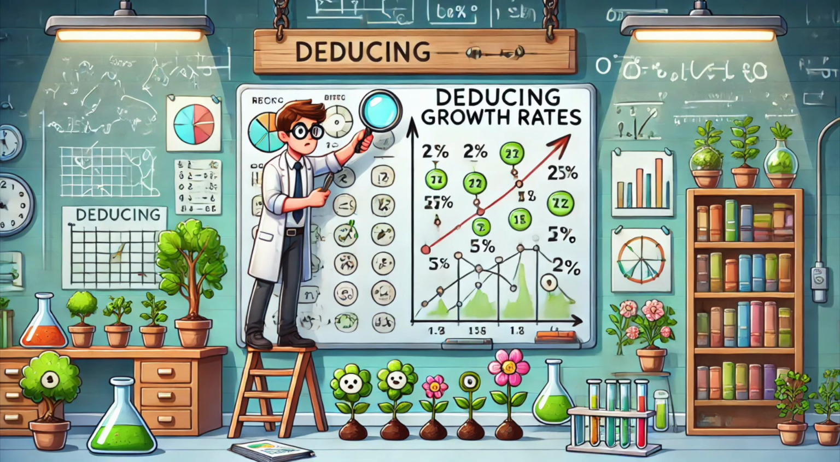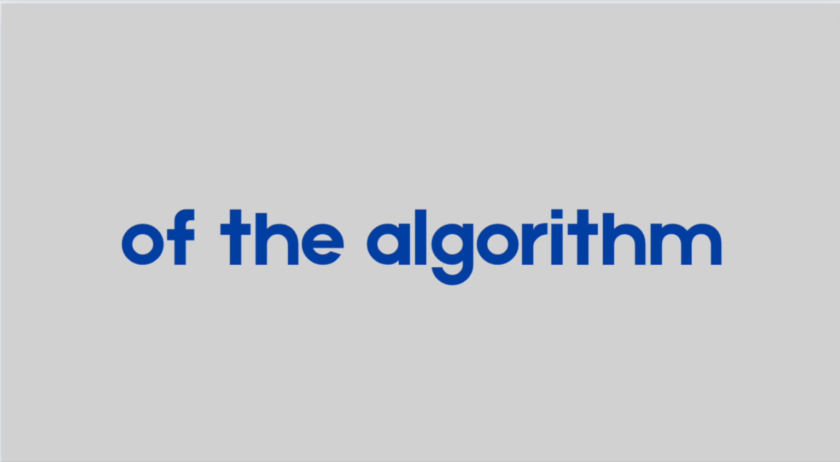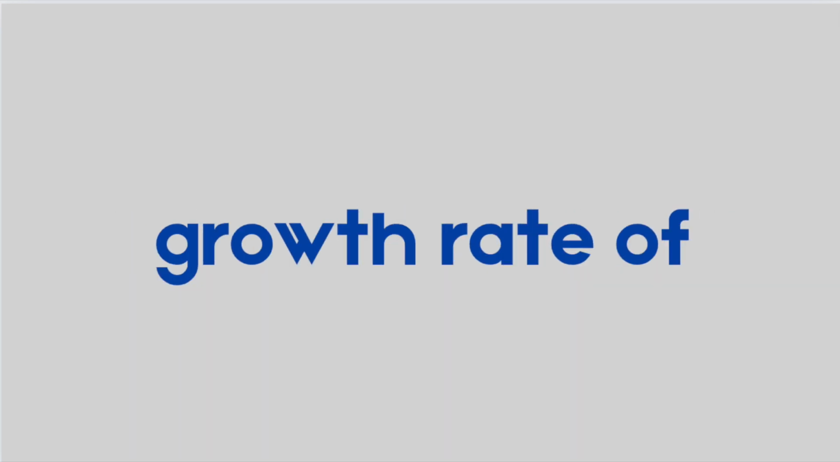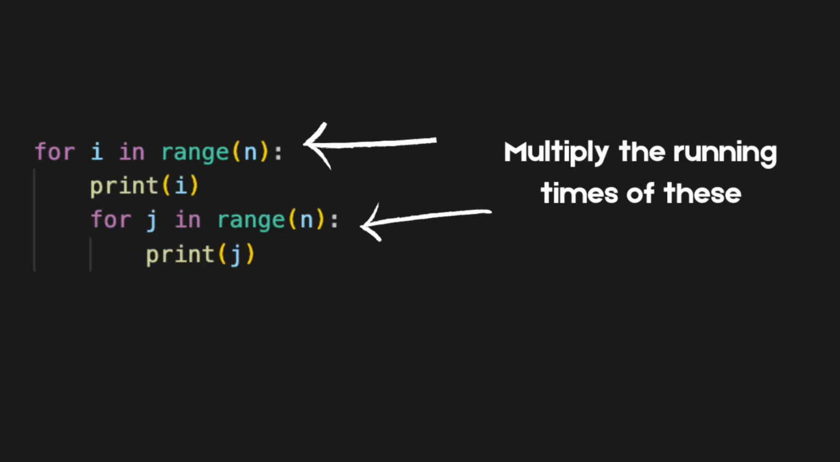When deducing the growth rates of algorithms by looking at their code, we can have a look at each segment of the algorithm and work out its running time. The largest growth rate will be the growth rate of the entire algorithm. There are two things to know which will make this easier. You can add the running times of consecutive loops and multiply the running times of embedded loops.